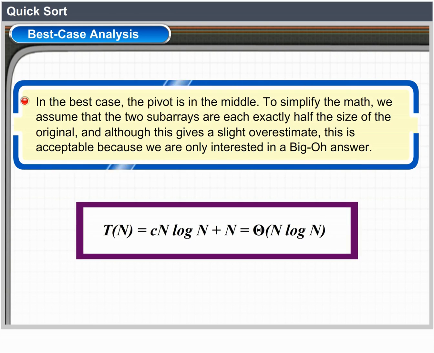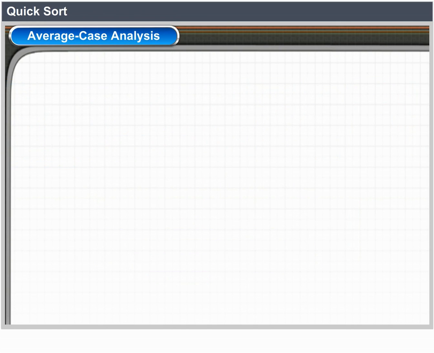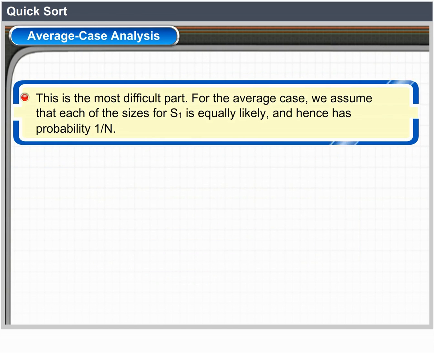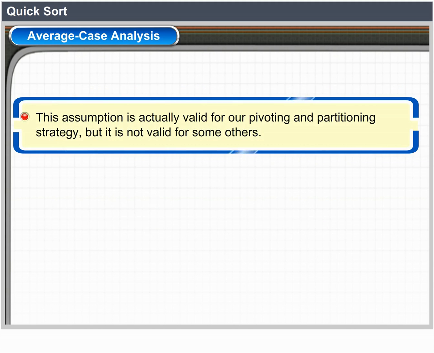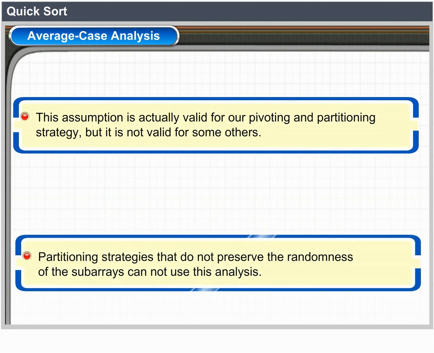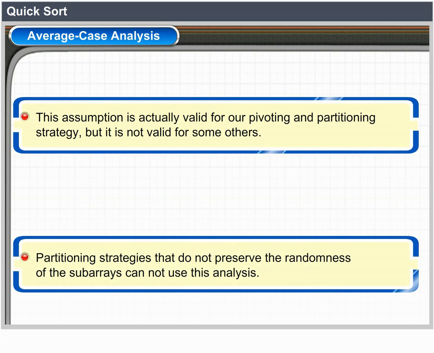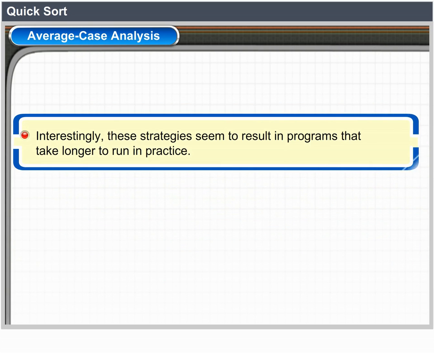Average case analysis. This is the most difficult part. For the average case, we assume that each of the sizes for S1 is equally likely and hence has probability 1/n. This assumption is actually valid for our pivoting and partitioning strategy, but it's not valid for some others. Partitioning strategies that do not preserve the randomness of the subarrays cannot use this analysis. Interestingly, these strategies seem to result in programs that take longer to run in practice. T(n) = O(n log n).